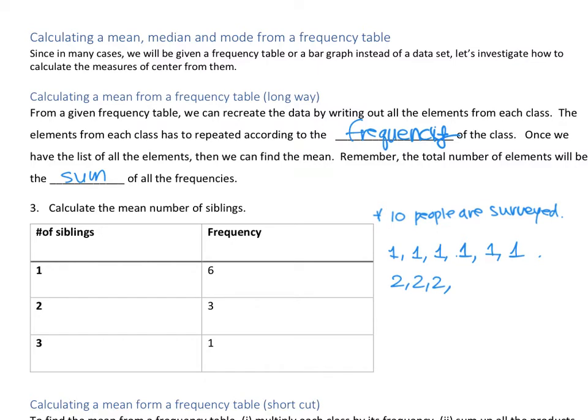And then the same thing. The last class, they have 3 siblings. There was 1 person who has 3 siblings. So that's 3. So let me see. Got 1, 2, 3, 4, 5, 6, 7, 8, 9, 10. So there are 10 people with different numbers of siblings.